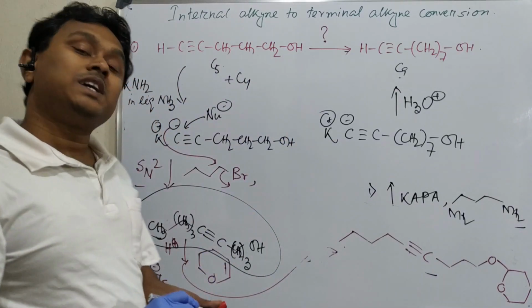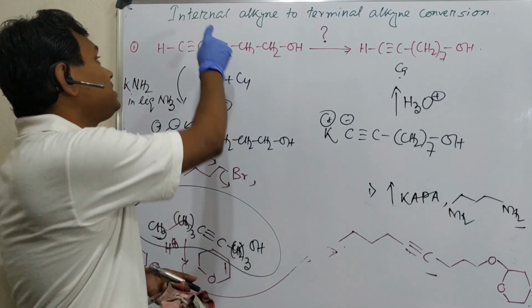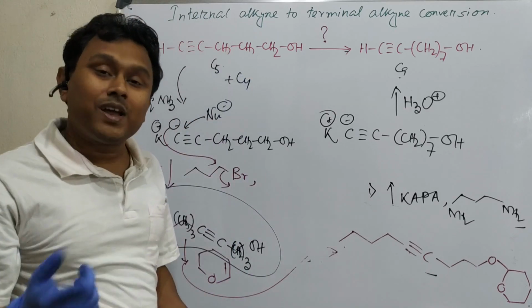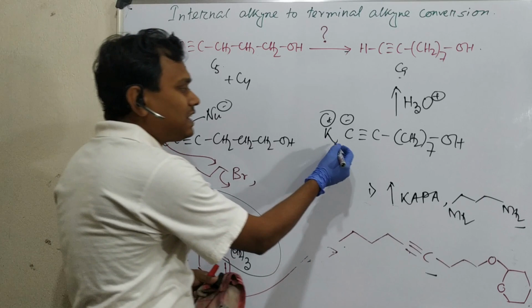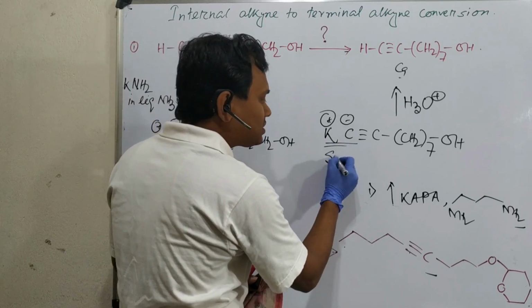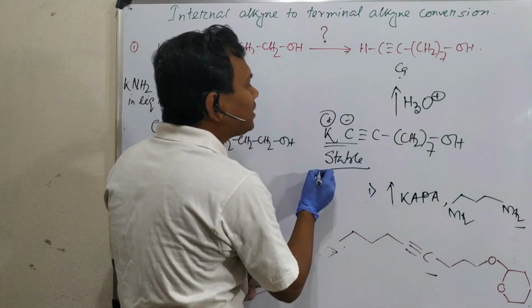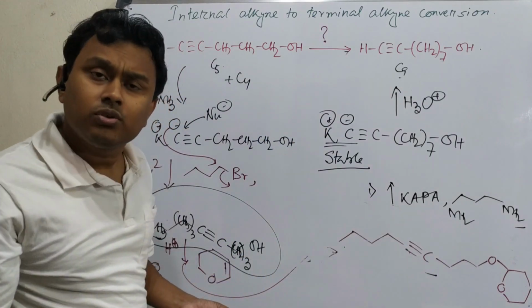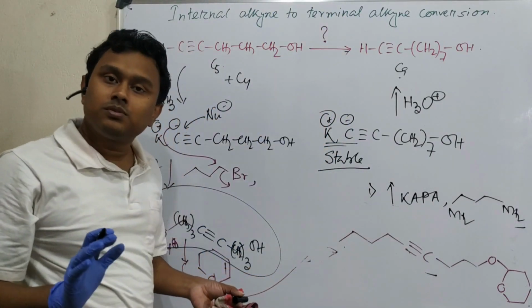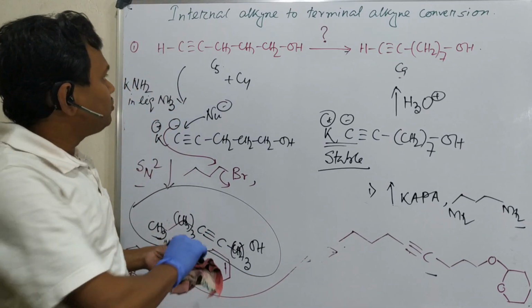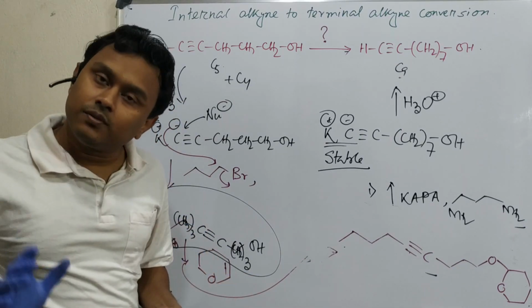Now the question: why could the reverse not be done? I am saying internal to terminal. Why not terminal? Because if you keep the same conditions, this is highly stable. So this is stable, so why would it undergo rearrangement there? It will not go. That is the reason that the reverse is not possible. Please keep this in mind. So this is the end of this discussion.